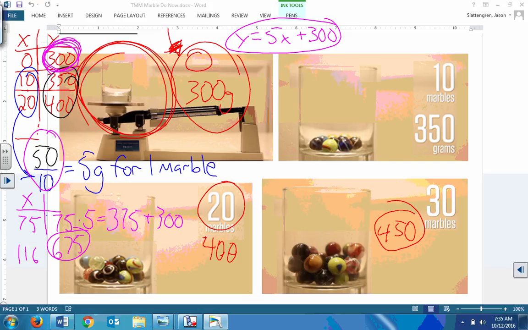If you know 50 grams is for 10 marbles, that's not going to help us find x when there are 116 marbles, because we only know what 10 marbles are. We don't know what one marble is. But once we know what one marble is, then it's a lot easier to expand. But do not forget about your start value. So divide, find your slope, then multiply by your slope, and then add your y-intercept.